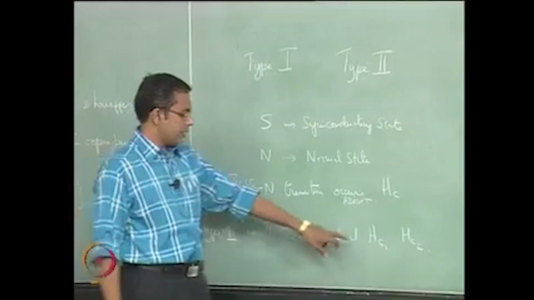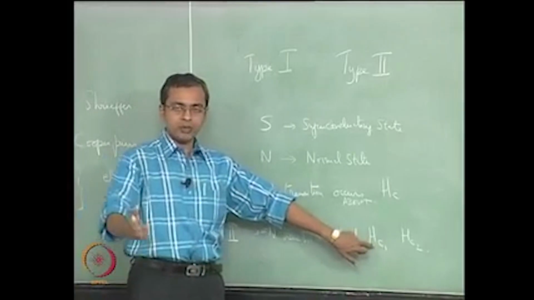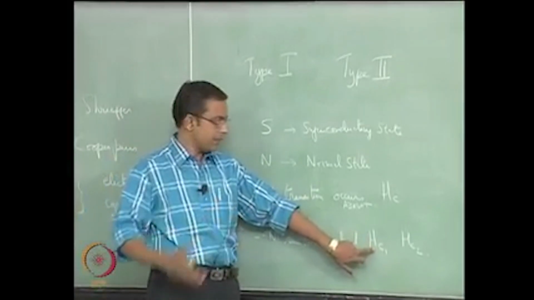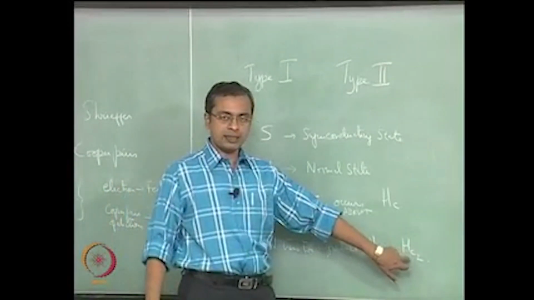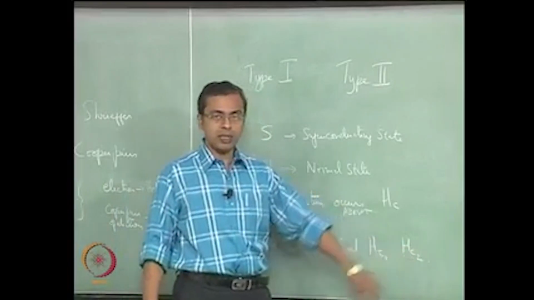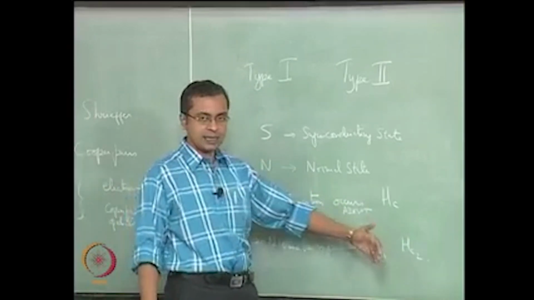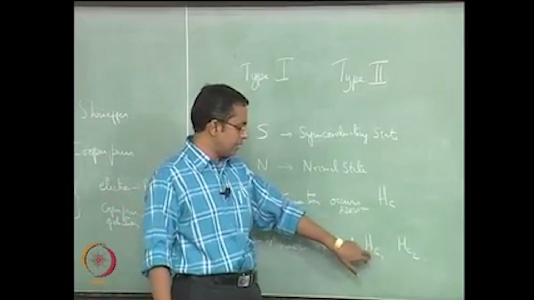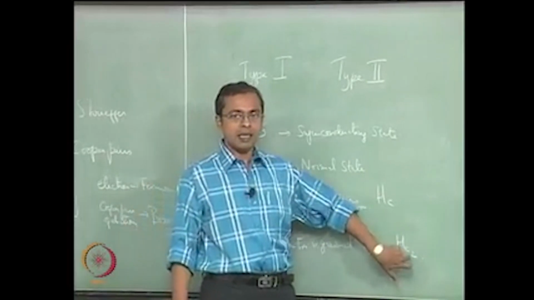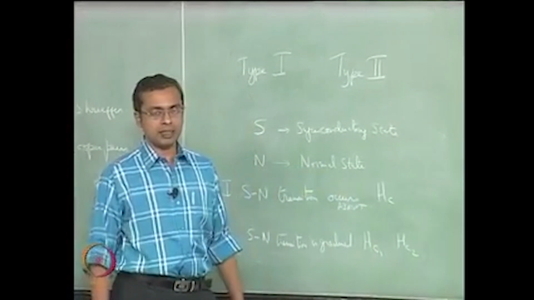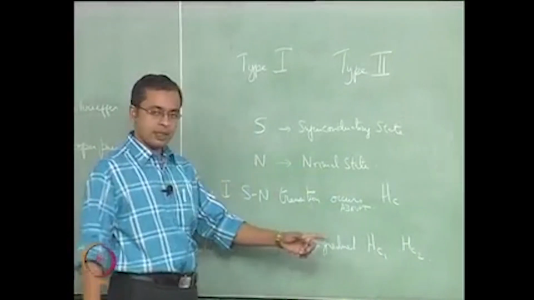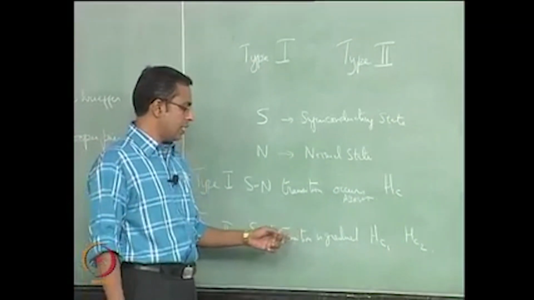So you have to cross HC1 before the normal state begins to appear in the system, and then if you continue you will have to cross HC2. Once you cross HC1, it starts getting into the mixed state. Between HC1 and HC2 it remains in the mixed state. If you go past HC2 it becomes a normal conductor. Okay. So this is how it is occurring, it is gradual.